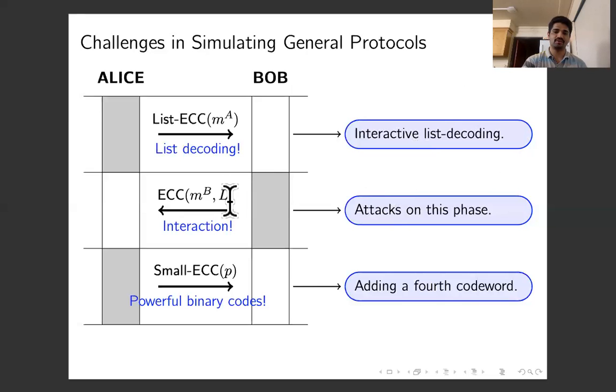Moreover, we also ensure that the list L can be corrupted in phase 2, but together phase 1 and phase 2 give Alice enough information so that she can always decode MB correctly. The adversary can attack phase 2, yes, but regardless, Alice will always be able to decode MB correctly, and only the list L may be attacked. Okay, so this completes the description of our general interactive coding scheme.